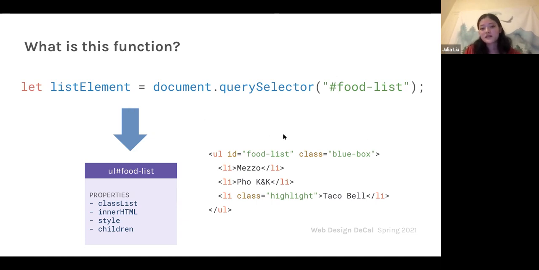So this is essentially doing the exact same thing as document.getElementById on food list. It also returns the entire object. And within that object, you have these properties that are shown on the slide here.